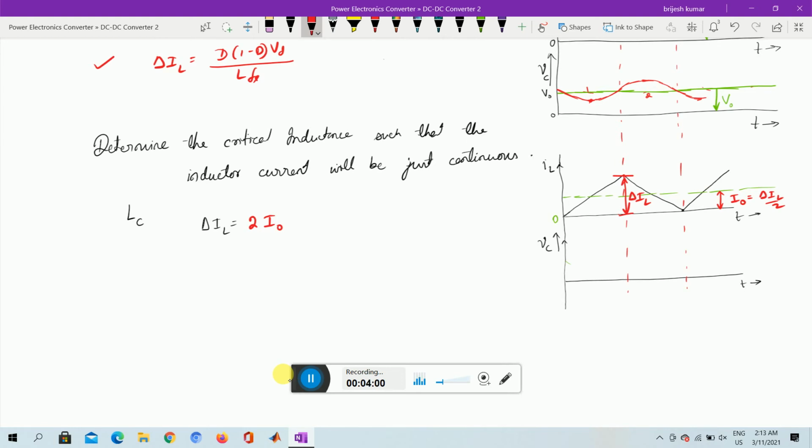and I0 is the average current, which is equal to, let us put the value, d(1 minus d)Vd by Fs L into Fs, and this L will be called LC because this is the critical value of the inductance. Critical value means the inductance below which it will be discontinuous and above which it will be continuous. So from here we can determine the value of LC. It's very simple.